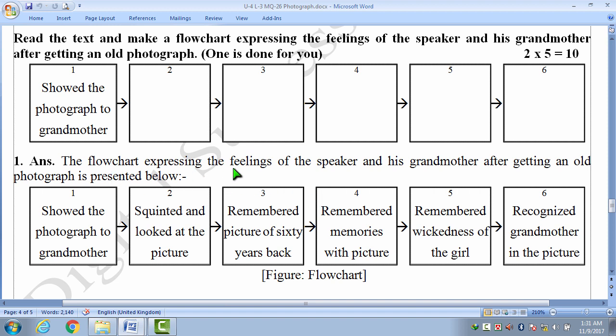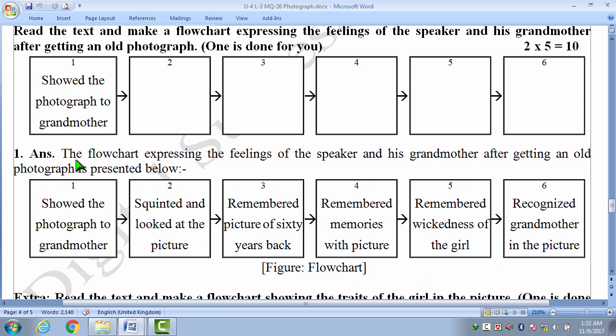At first we have to give a heading. This one is our heading, and second stage we have to provide information in the 6 boxes, and in the third stage caption. The heading is the flowchart expressing the feelings of the speaker and his grandmother after getting an old photograph is presented below. This is our heading, and photograph পর্যন্ত এখানে তথ্যটা কোশ্চেন থেকে নেওয়া হয়েছে. Show the photograph to grandmother. This information has been provided by the teacher.